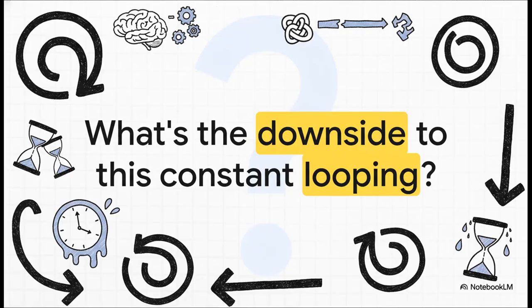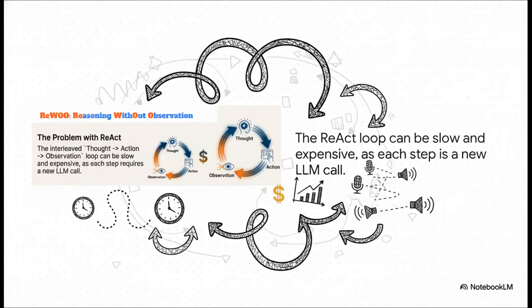Now, this whole approach of taking it step by step, it's incredibly thorough, right? It lets the AI adapt on the fly. But it does raise a pretty critical question. What's the potential drawback of this constant back and forth? Well, here's the catch. Every single step in that loop, every thought, every action, requires a separate call to the large language model. And what that means is the whole process can get slow. And depending on the model you're using, it can get very, very expensive.